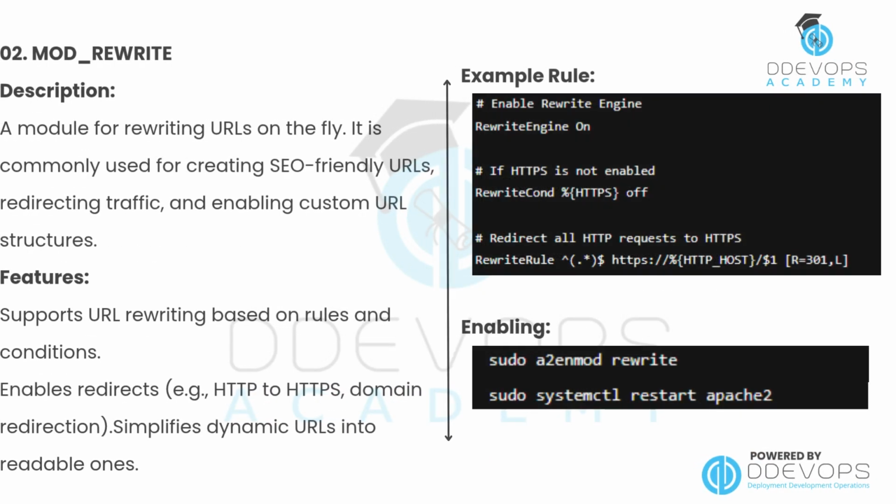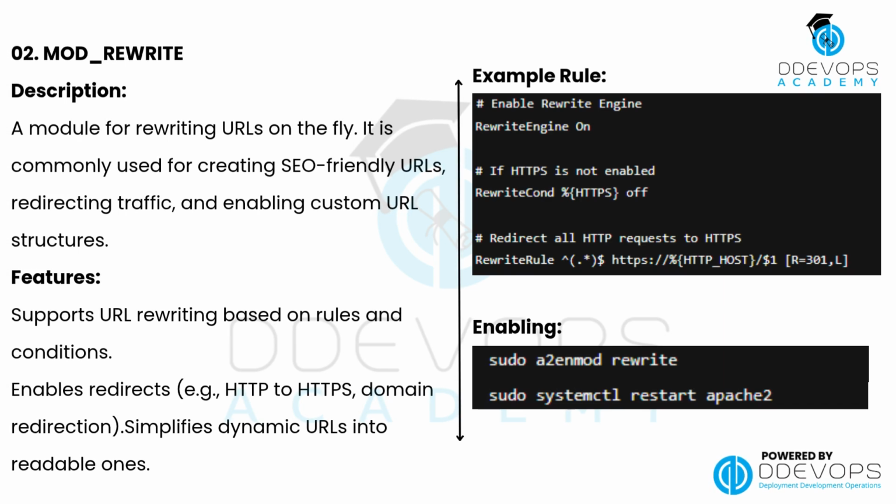mod_rewrite. Description: a module for rewriting URLs on the fly. It is commonly used for creating SEO-friendly URLs, redirecting traffic, and enabling custom URL structures. Features: supports URL rewriting based on rules and conditions. Enables redirects, for example, HTTP to HTTPS, domain redirection, and simplifies dynamic URLs into readable ones. Check the example rule directive for more understanding. To enable: sudo a2enmod rewrite, sudo systemctl restart apache2.